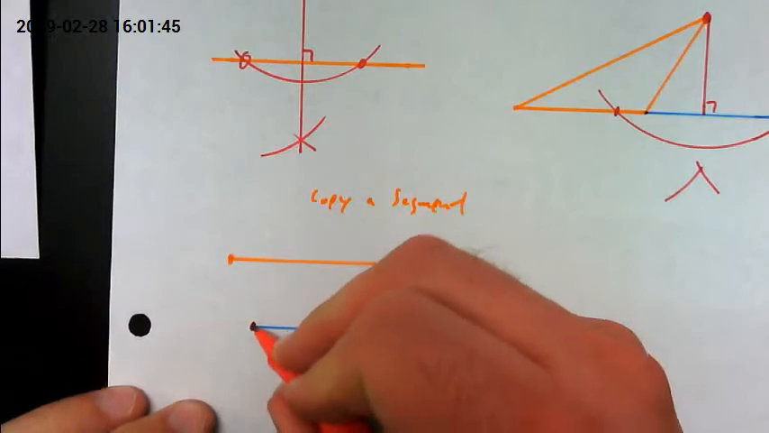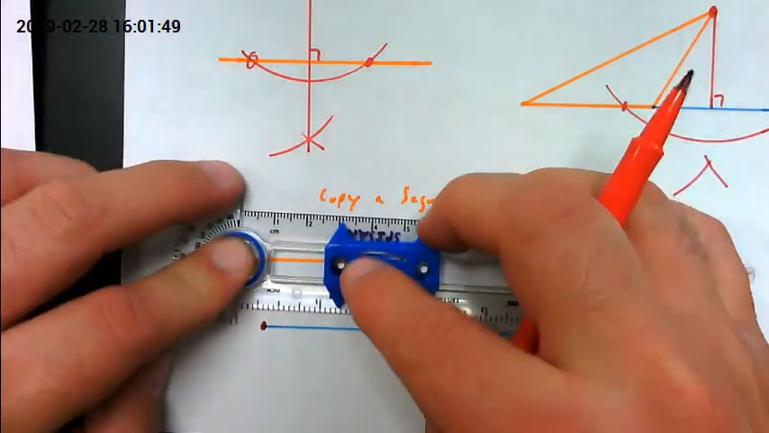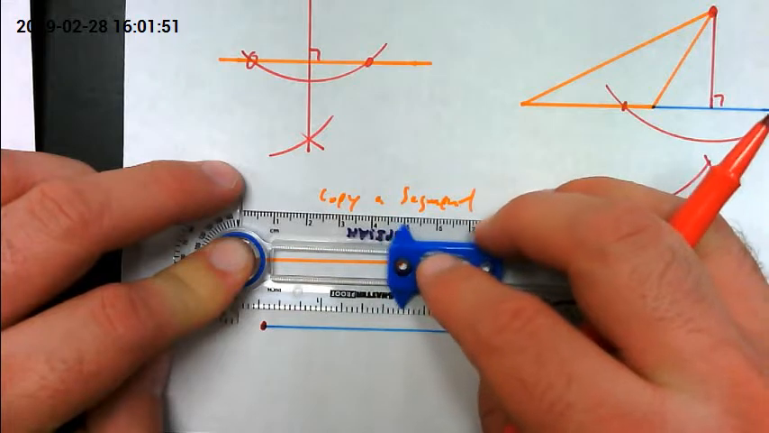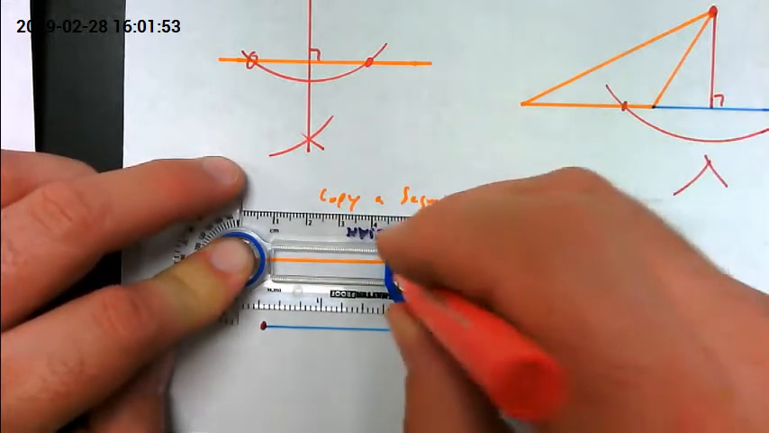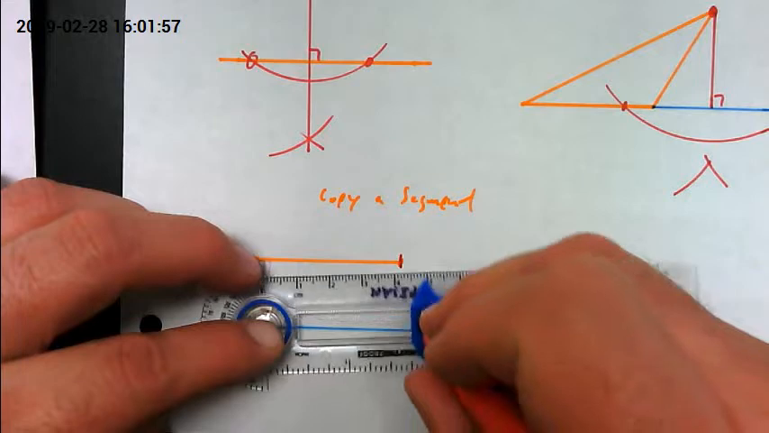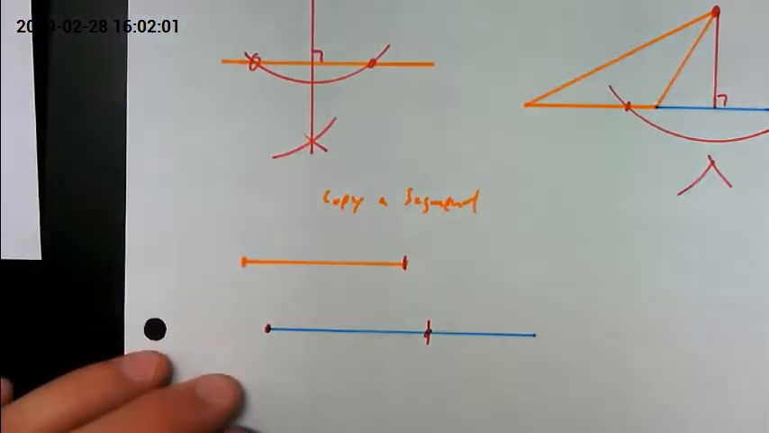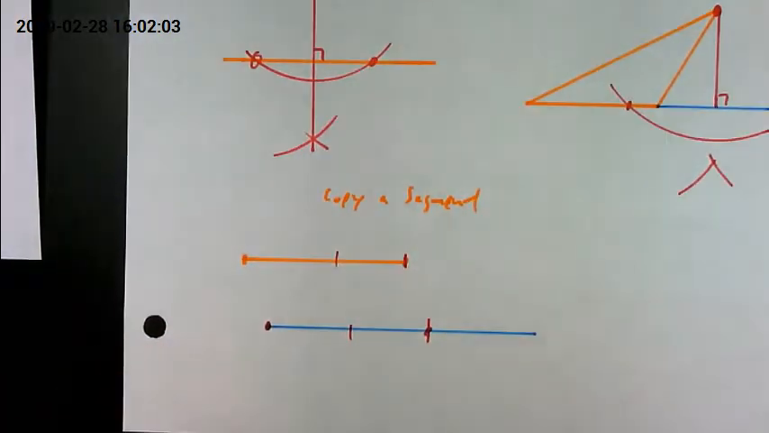So we're going to start from here. I need to take the length of the first segment with my compass. So adjust my compass so I can see the length of that first segment. And then swing it onto the second one. So that now those two are the same length, and they are congruent. Therefore, I've copied that segment.